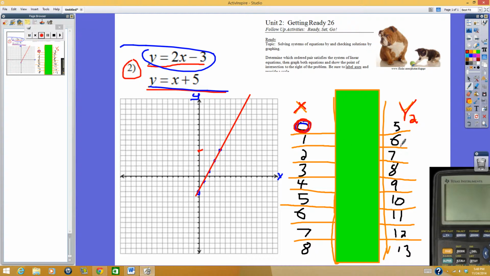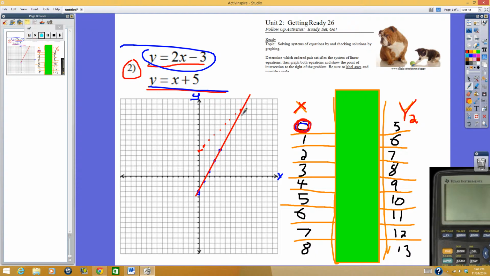When x is 1, y is 6. So 1, 1, 2, 3, 4, 5, 6. Oh, this is only going up by 1 each time. That's pretty easy. So just go up by 1, up by 1, up by 1, up by 1, up by 1, up by 1. Bam!